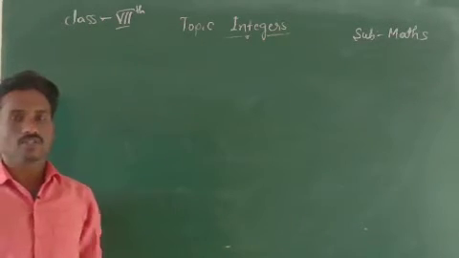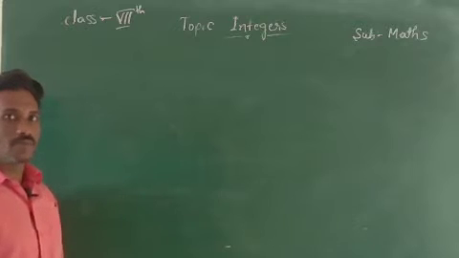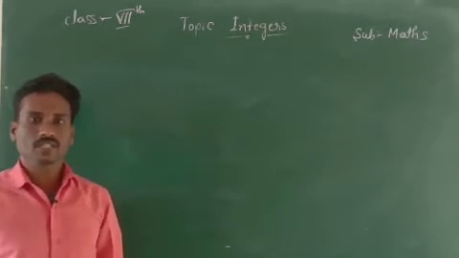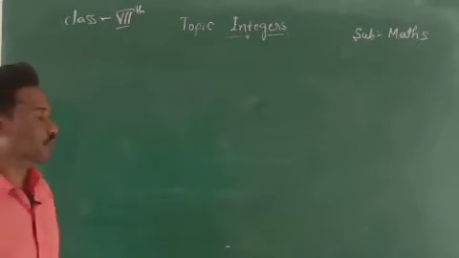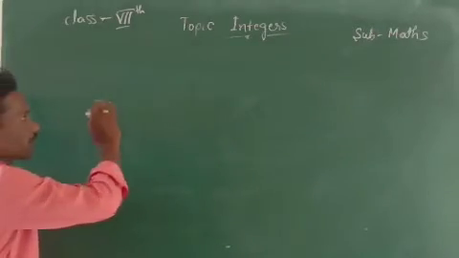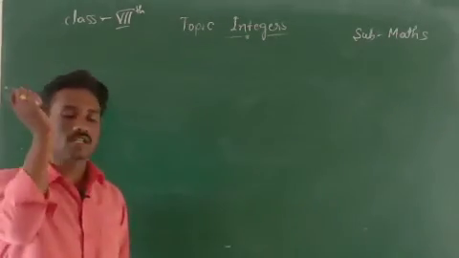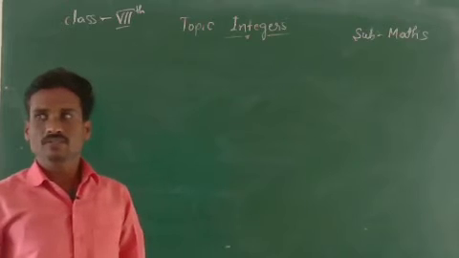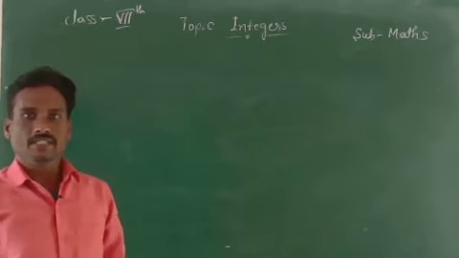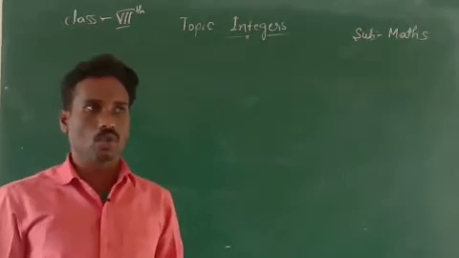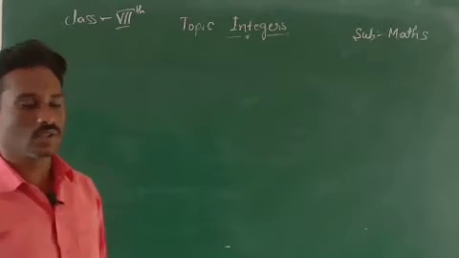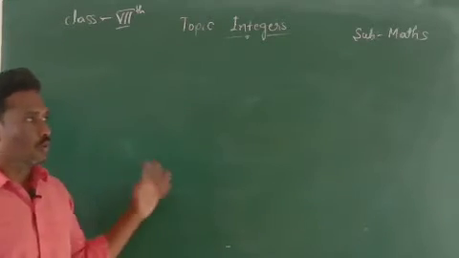First I will go with the natural numbers. Natural numbers means all counting numbers are called natural numbers. You already know that one. So 1, 2, 3, 4, 5, 6, all the counting numbers are called natural numbers. And then come whole numbers: the set of natural numbers including 0 is known as whole numbers.